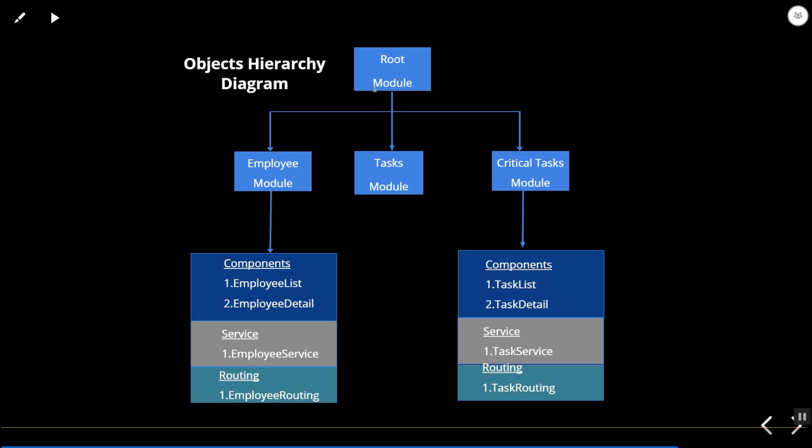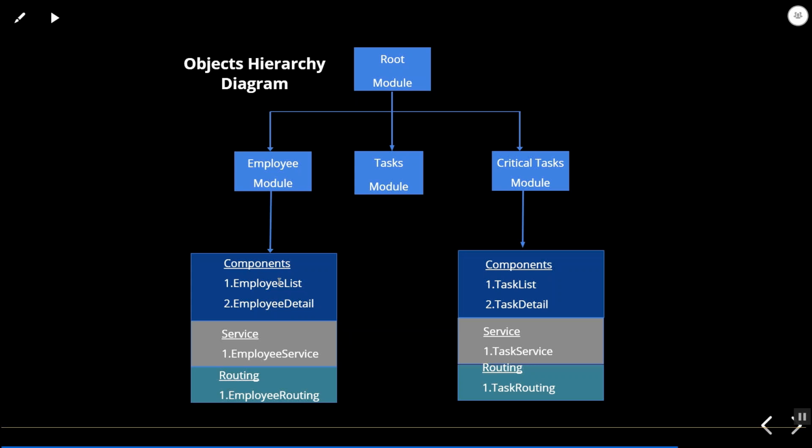Under the root module, you will have three different modules. These are the feature modules, and this is the Angular module. A feature module is something we create for our own purpose. So I have created something called the employee module. The employee module has two components: the employee list, which only lists the employees, and the employee detail, which gives the details of an employee when I click on it.